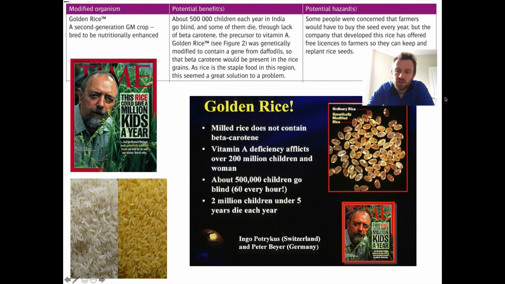Now, some people were concerned that if farmers had to buy the seed every year to plant, then this would not be sustainable. So the company has offered free licenses so farmers can keep and replant rice seeds. So every year when they grow the rice, they'd sell some of it for food, but they'd keep some of the rice, which is a seed, and replant the following year, and that would still be able to produce this nutritionally better rice.